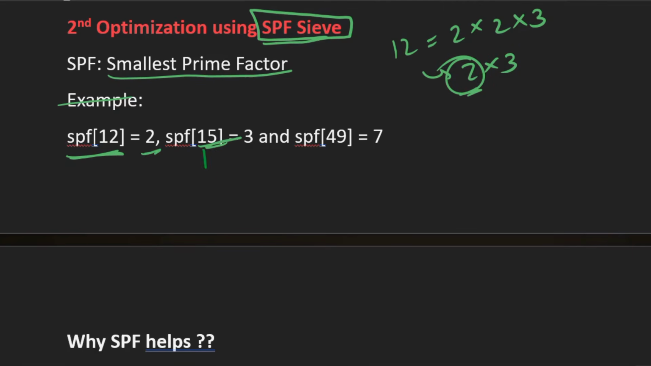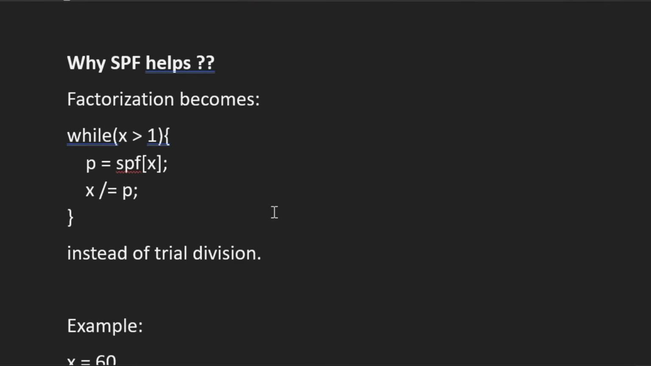Similarly, SPF of 15: 15 is 3 into 5, so SPF of 15 is 3. And similarly 49 is 7 into 7. So which is the smallest prime factor? 7 is the smallest prime factor. So we store these values for each number in the range.